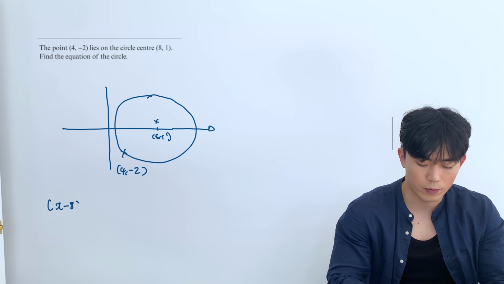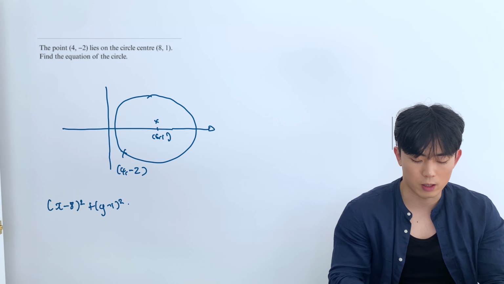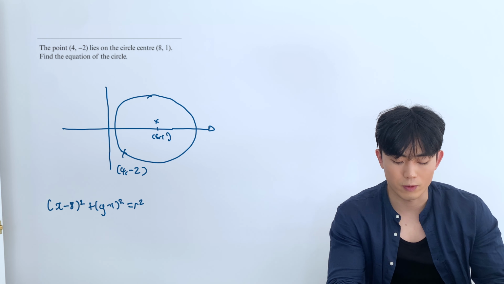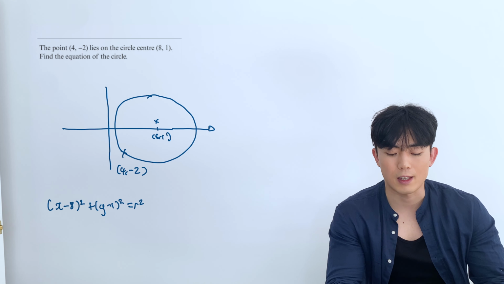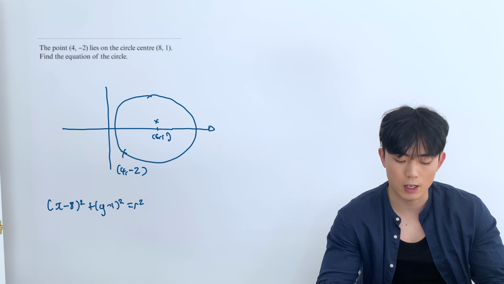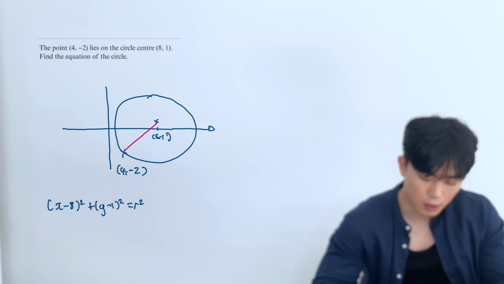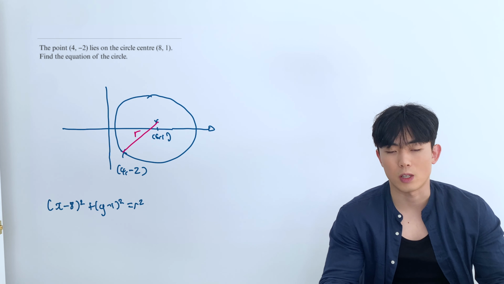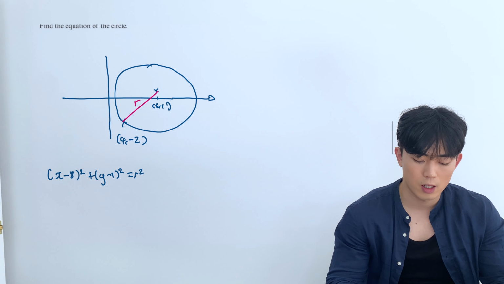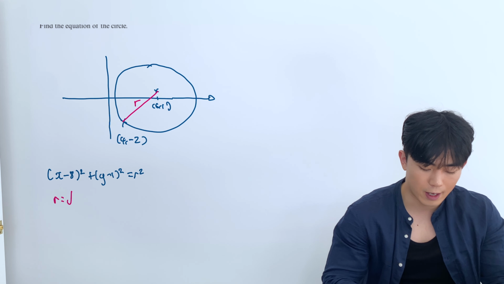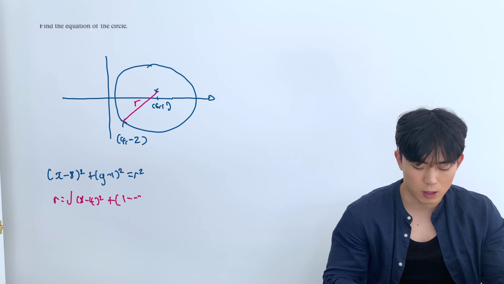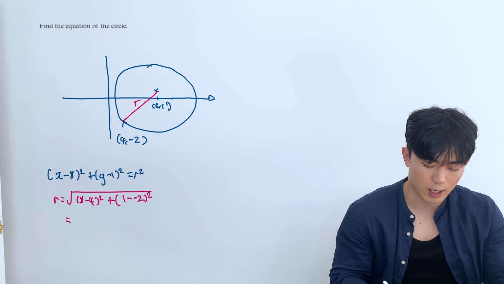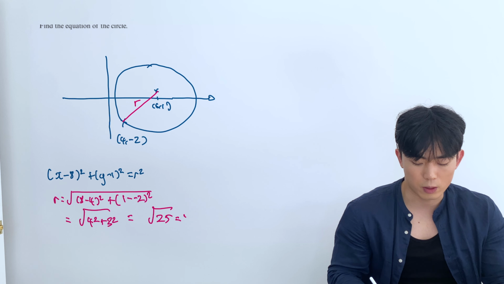So it's going to be (x - 8)² + (y - 1)² = r². Straight away, we know the center, so we can write it in this form. We just need to find the radius, and the radius is the distance between the center and the circle. We know the center and we know a point on the circle, so we can find this r value, which is equivalent to just finding the distance between 2 points, which we've learned in the previous videos. So r will just be the square root of (change in x)² + (change in y)², so (8 - 4)² + (1 - (-2))², like this. So we have 4² + 3². This is root 25, so this is going to be equal to 5.